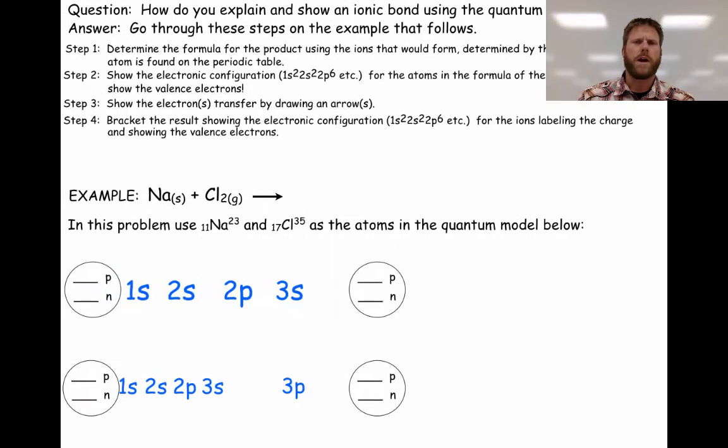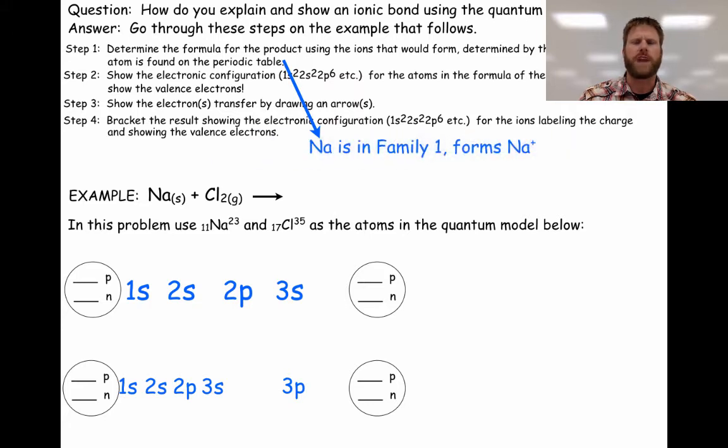So what are a couple ways that we can use a diagram to represent what's happening in an ionic bond? Well, one way to do that is by using the concepts of the quantum model. So here are a few steps we're going to follow for showing how to represent an ionic bond using the quantum model. So the first thing is to determine the formula for the product using the ions that would form, determined by the family that they would be found in.